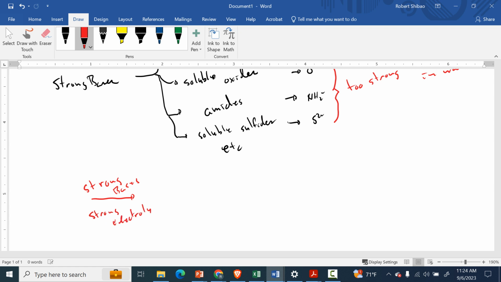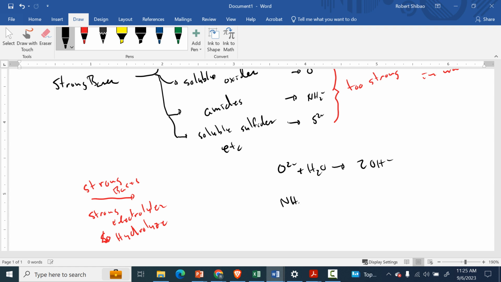And electrolytes hydrolyze or ionize completely. But for bases, strong electrolytes, these don't ionize. These hydrolyze completely. So let's write that here. And this is kind of the leveling effect for the bases. And so what we observe is oxide is too strong to exist in water. It reacts completely with water to form two hydroxides.